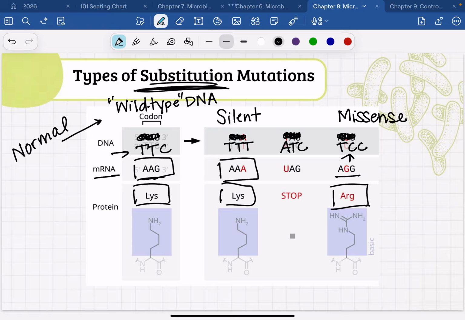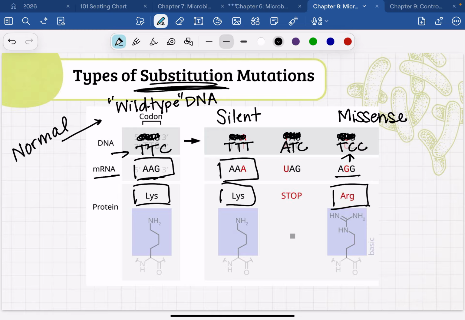And that may or may not have an effect on the final protein. Sometimes one amino acid change doesn't really mean anything. Sometimes it means everything. We're going to talk about an example in a minute. We already talked about sickle cell anemia, but we'll talk about it again. So a missense mutation is substituting a nucleotide for another one, which results in a change in the amino acid. A silent mutation, again, is when you change the DNA, but the amino acid stays the same.